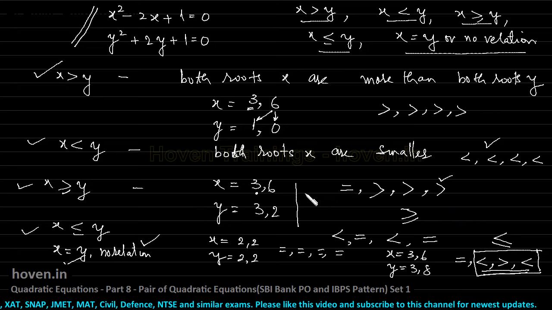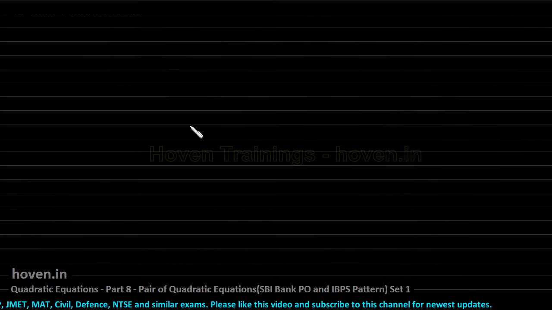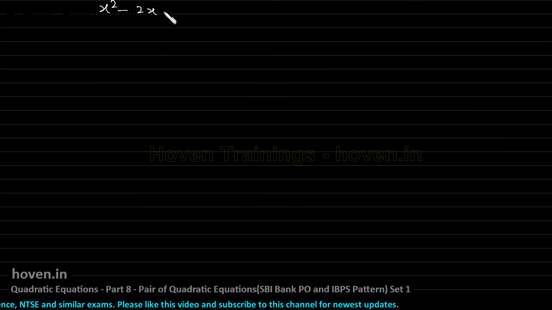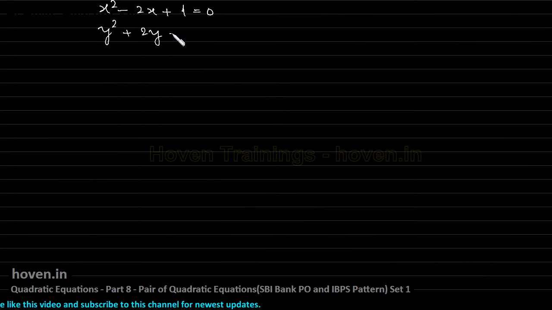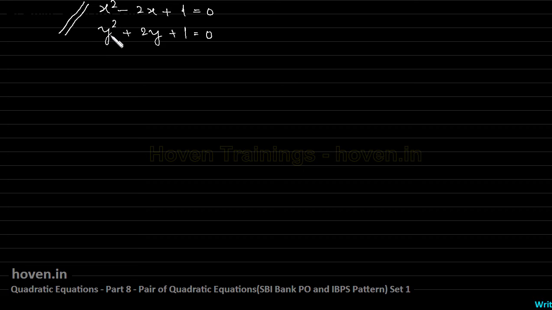Let us take them one by one. So our first question, we'll take this one only. X square minus 2x plus 1 equal to 0 and y square plus 2y plus 1 equal to 0. As a shortcut, I'll tell you something, but right now you have to find out the relation between x and y. Now, there is a first step.